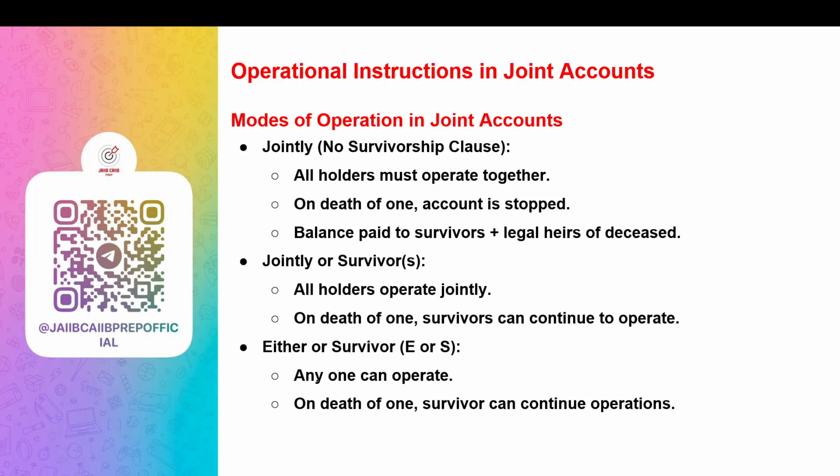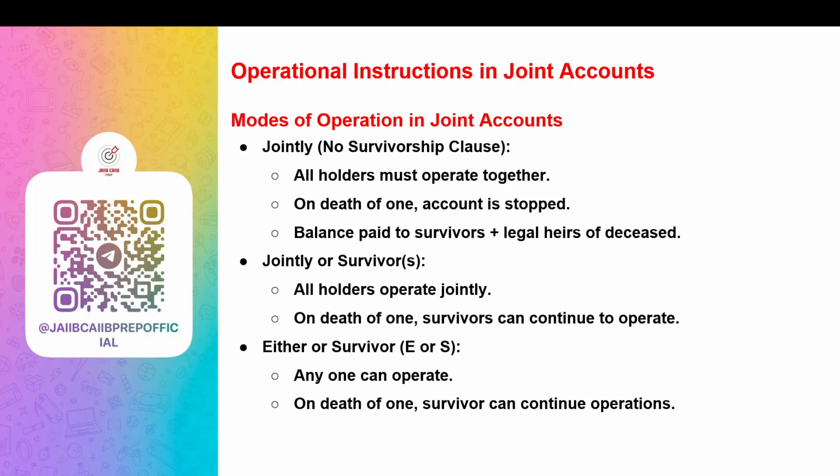Operational instructions. When two or more people open a joint account, they can choose how the account will be operated. Let's look into common types of joint operations and related rules. Number one, jointly without survivorship clause. All account holders must sign for any transaction, and if someone dies, the account is frozen. The balance is paid to both the survivors and the legal heirs of the deceased. For example, A, B, and C opened an account jointly, and if B dies, the account stops working until B's legal heirs are identified and money is distributed to them.